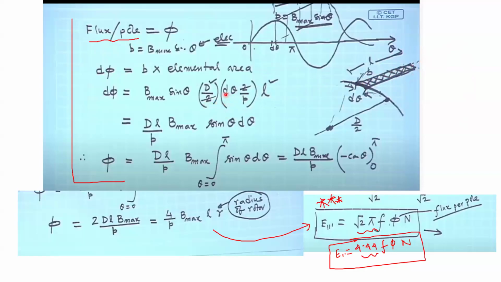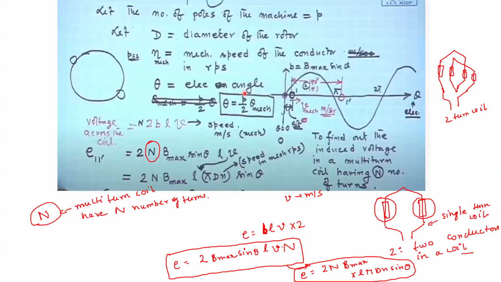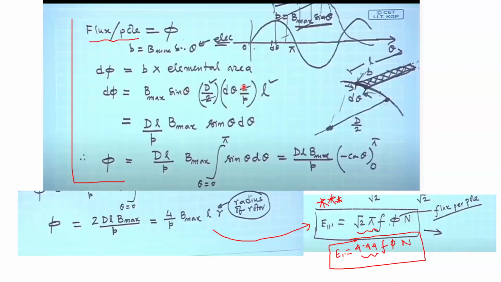But understand that this d theta is the electrical angle. Wherever we have discussed theta, it is the electrical angle, and this sine theta also is in terms of electrical angle. So we will replace this with the mechanical angle. What is the relation between the electrical and mechanical angle? Theta is P by 2 theta mechanical, so theta mechanical will be 2 theta by P. That is why we have multiplied by 2 by P, so that we get this flux d phi as this.